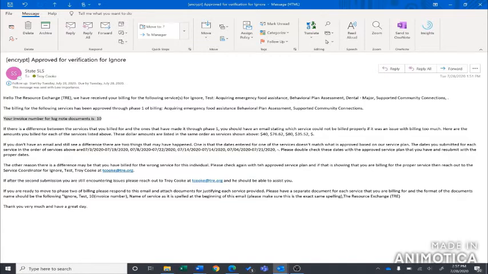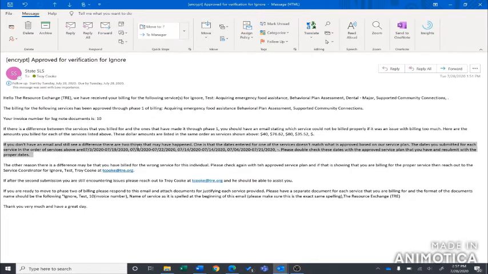So, if there's a difference between the services you billed for and the ones that made it through phase 1, you should have received an email which services could not be billed properly if it was an issue with billing too much. Here are the amounts that you've billed for each of the services listed above, and it lists the dollar amounts for each service that was billed above. If you didn't get an email, that means that it can be one of 2 things, and that's what this next section of the email kind of explains.